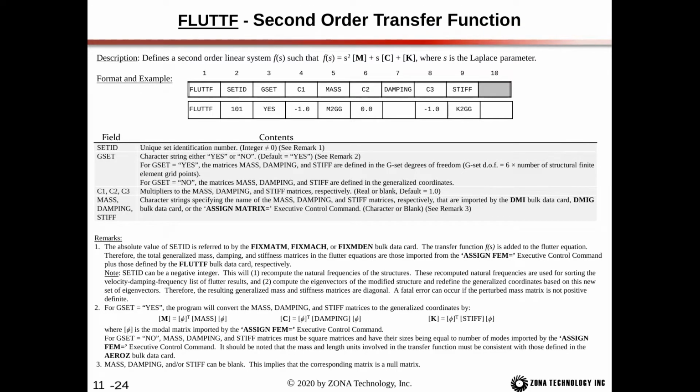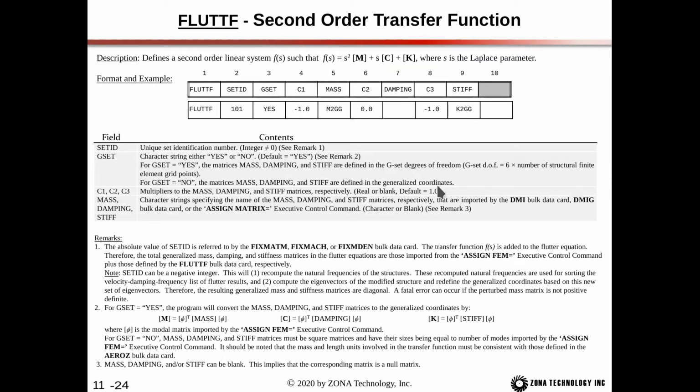System f of s, where f of s equals s squared times M plus s times C plus K, where s is the Laplace parameter. So we have an ID number. Next, we have the gset field, a flag to specify whether our mass, damping and stiffness matrices are defined in the gset or the generalized coordinates, the h set. When gset equals yes, the matrices mass, damping, and stiff are defined in the gset degrees of freedom. And when gset equals no, the mass, damping, and stiffness matrices are defined in the generalized coordinates.